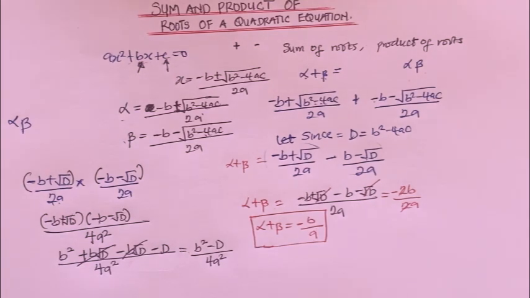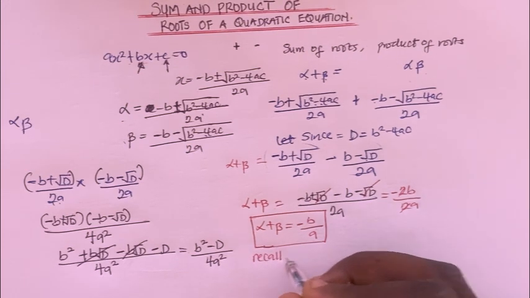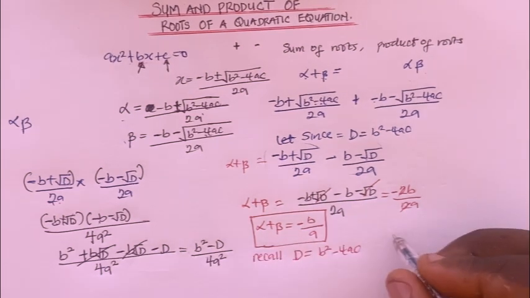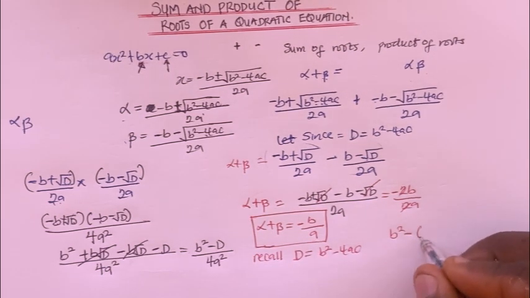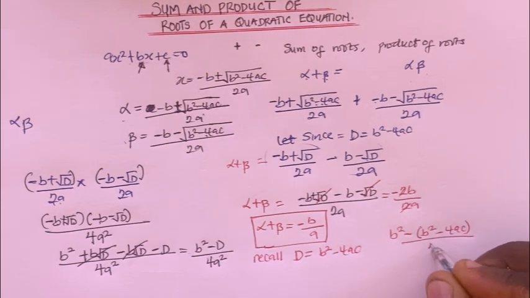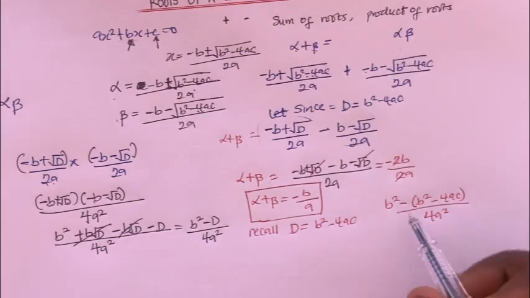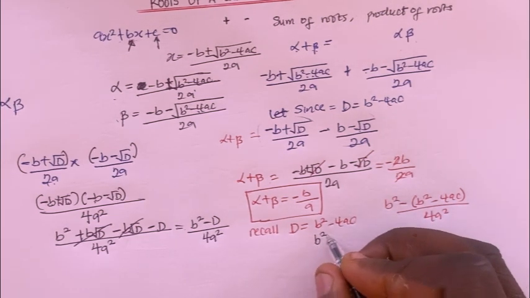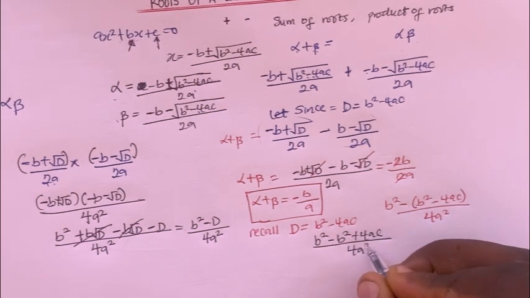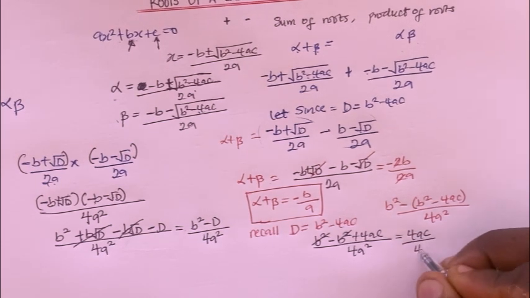Now you should all know that this d is an expression. Recall that d is equal to b squared minus 4ac, right? So I'm going to put it here. I have b squared minus, in brackets, b squared minus 4ac, divided by 4a squared. Let me simplify this further. This is b squared minus b squared plus 4ac divided by 4a squared. So this cancels this, and I'm going to have 4ac divided by 4a squared.